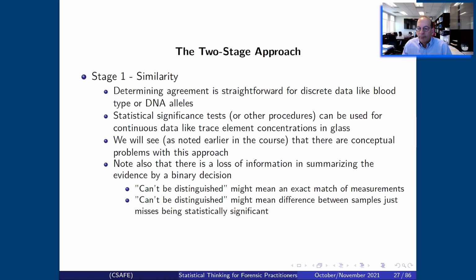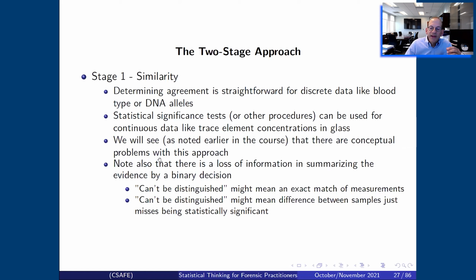For stage one, sometimes determining similarity is easy. That's true for categorical data like blood type or DNA. It's true for car color and eyewitness test. In other cases where we have continuous measurements, like the chemical concentration of various elements in glass or the refractive index of glass, it's a little bit harder. You won't get an exact match because of the measurement process, but we could use a statistical procedure, as we discussed last time, to decide whether the two samples of glass fragments appear to have come from populations that have the same underlying concentration.